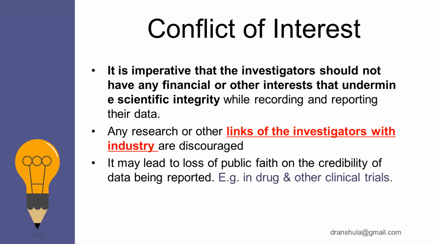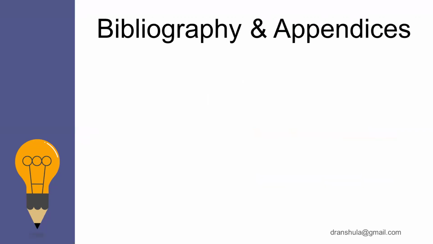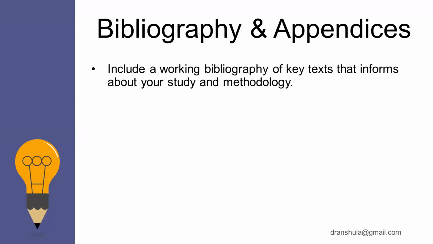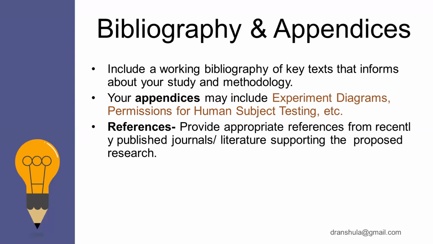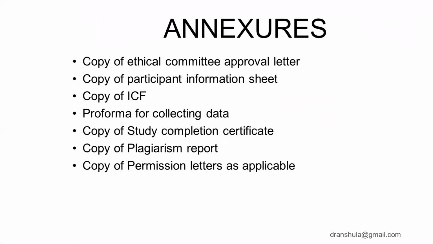The next section is bibliography and appendices. Include a working bibliography of key text that informs about your study and methodology. Your appendices may include experiment diagrams, permissions for human subject testing, etc. In references, provide appropriate references from recently published journals or literature supporting the proposed research.